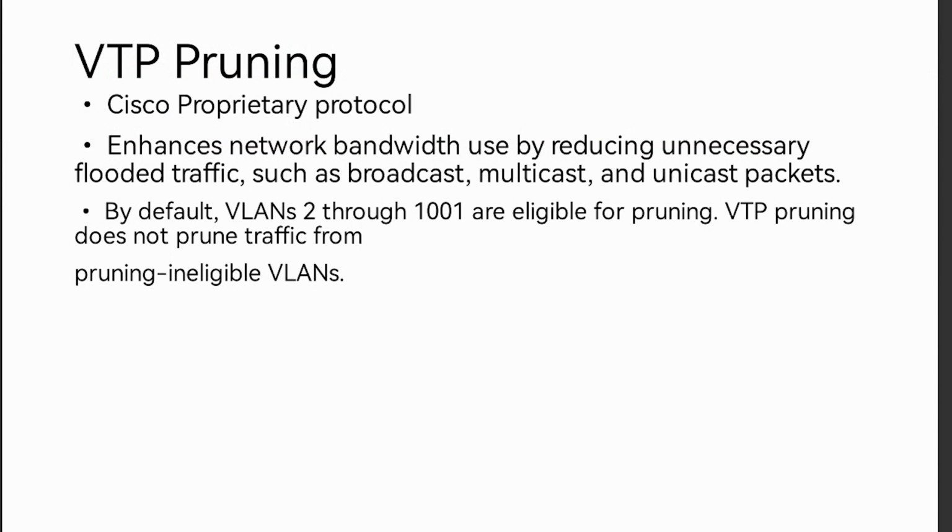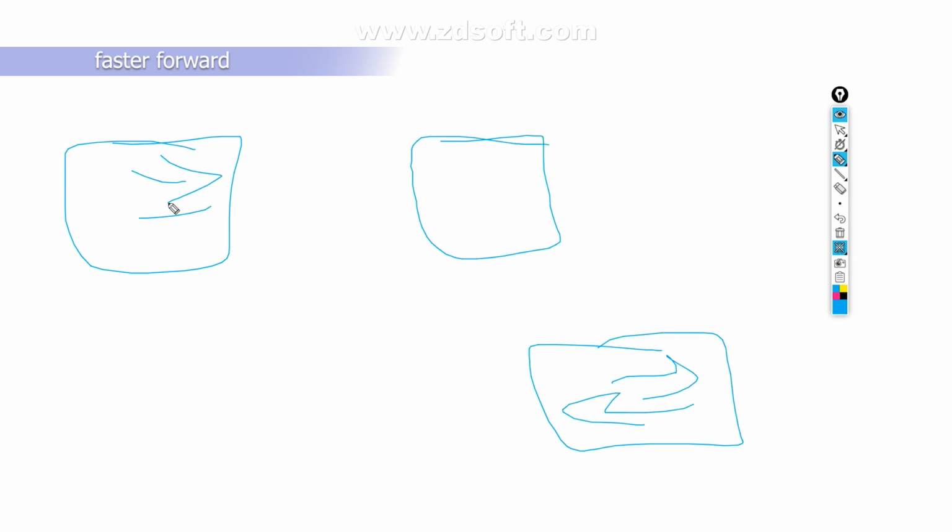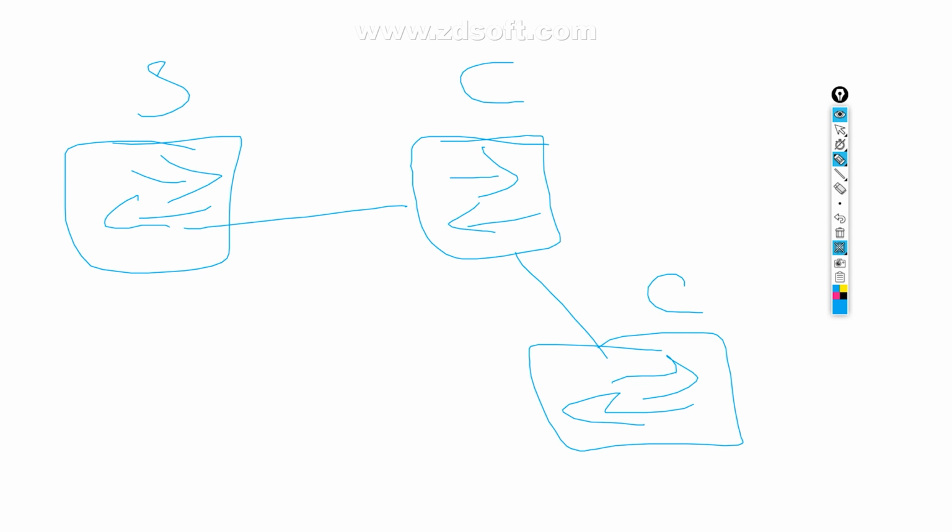So let's come to our whiteboard. In here, as you can see, we have one switch, another, and another switch. So these are the switches. This is the server, this is the client, and this is the client, connected to each other. The server has a lot of VLANs, like from 1 to 30 VLANs. It has 30, 40 VLANs.